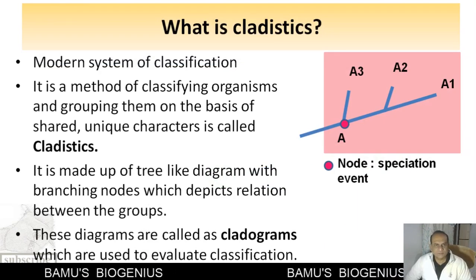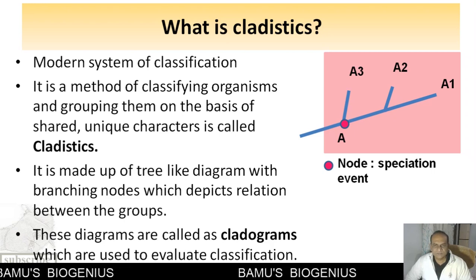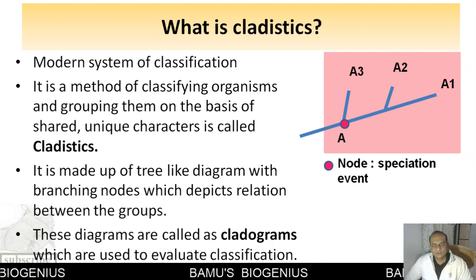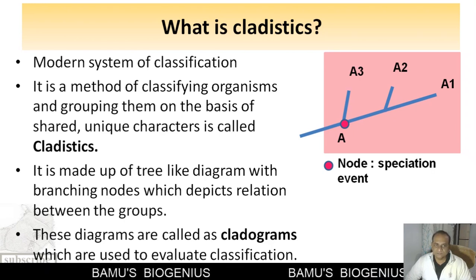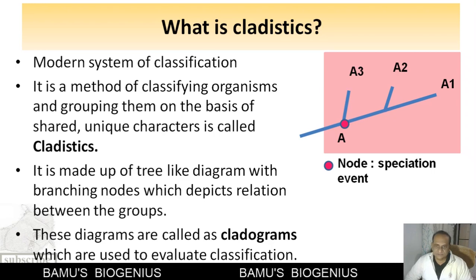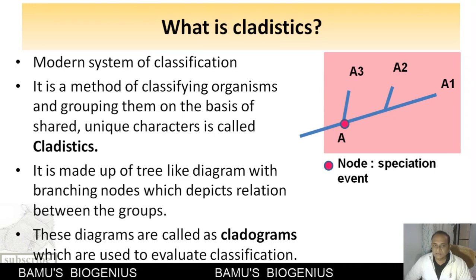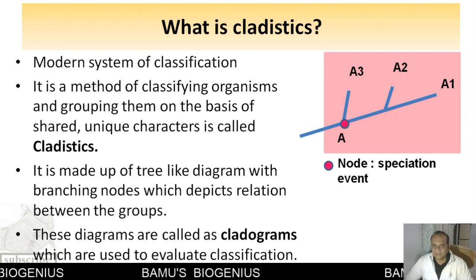Now we will discuss what cladistics is. Cladistics is a modern system of classification which uses characters which are ancestral, or which may be derived, in a particular taxon. So it is a method of classifying organisms and grouping them on the basis of shared or unique characters. Then it is called cladistics.